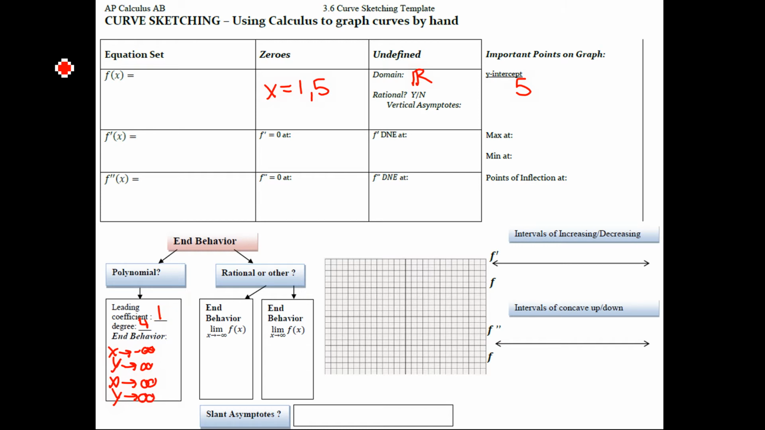Okay, so that's about all the information we can tell right off the bat about our function. So we know that this was x minus 1 cubed times x minus 5. What we're going to do now is start to fill out more information. So we're going to go to f prime now and basically do the same process again.